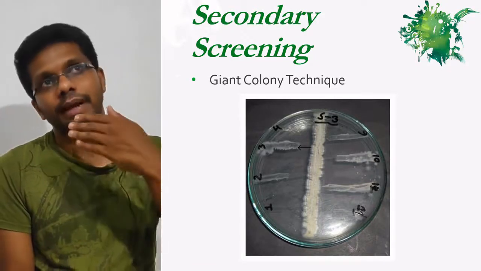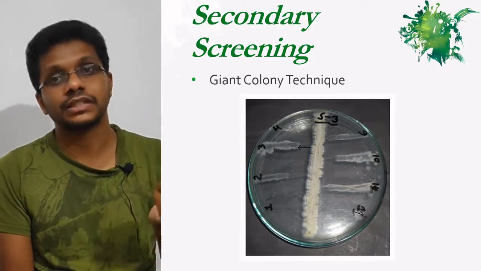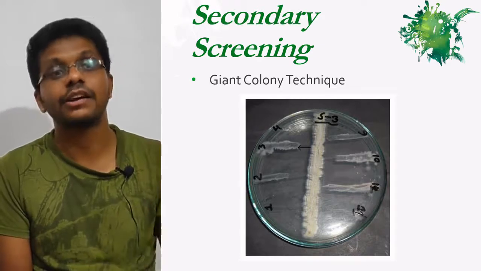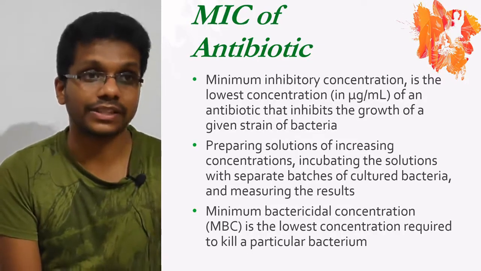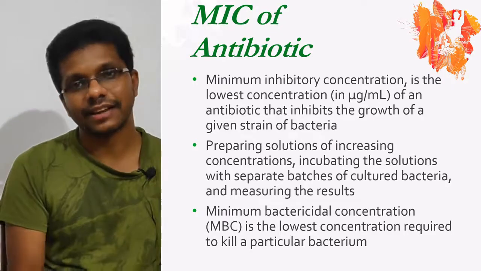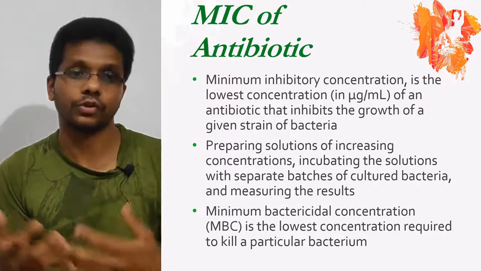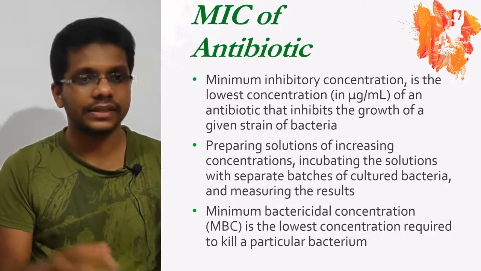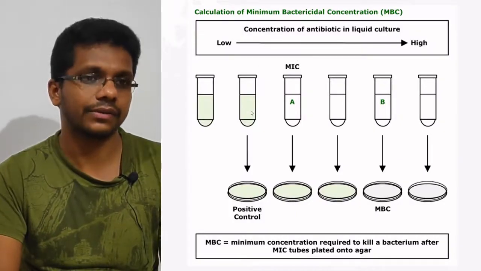So we will do the primary screening for all samples, but only those microorganisms that show some activity in the primary screening will be selected for secondary screening. Secondary screening also includes the calculation of MIC. MIC is the minimum inhibitory concentration, which measures how much concentration of antibiotic is enough to inhibit the growth of microorganism. It is done by serial dilution, just like you are doing in our lab.